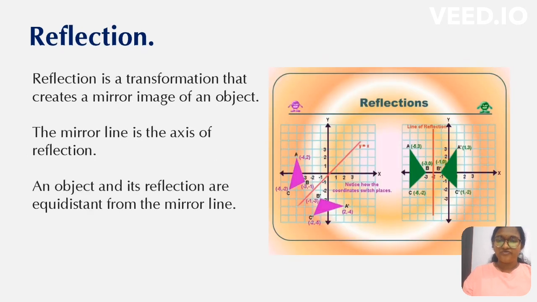So, reflection. Reflection is a transformation that creates a mirror image of an object. The mirror line is the axis of reflection. Each point on the object is reflected across the line, resulting in a mirror image. Reflection preserves the shape and size of an object. An object and its reflection are equidistant from the mirror line.